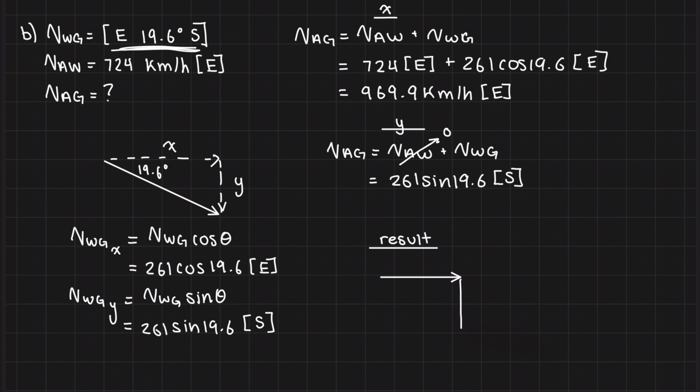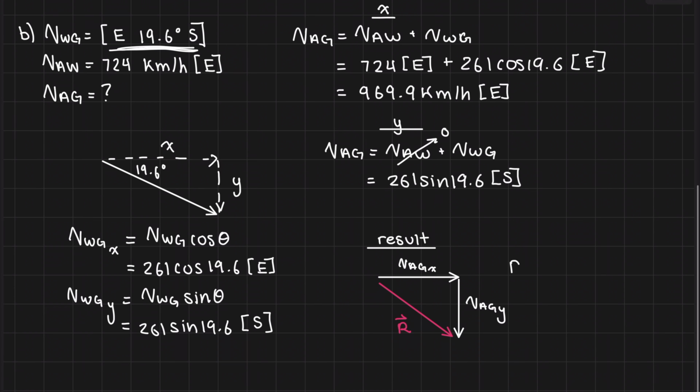Since we have components, our result is not just the sum of both of them, but you have to do vector addition, and this requires drawing a vector diagram. Now what I have drawn here is my resultant vector in pink, which is what we're looking for, and my two components, my VAGX and my VAGY. Now, in this case, we have a right angle triangle, which means that we can use Pythagorean theorem, and that requires taking the square root of our x component squared plus our y component squared.